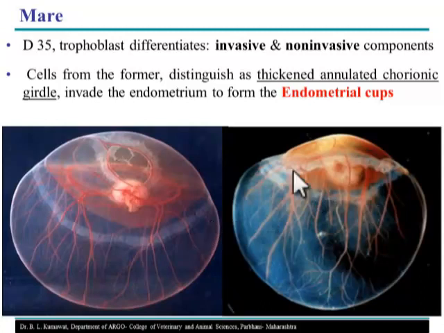In the second image, you can see the clear ring of this chorionic girdle around the equine embryo. This is the embryo proper, and you can differentiate the amniotic sac versus the chorioallantoic sac. Here also you can see the amniotic sac which is containing the fetus, and another bigger one is the chorioallantoic sac, and this is the chorionic girdle.